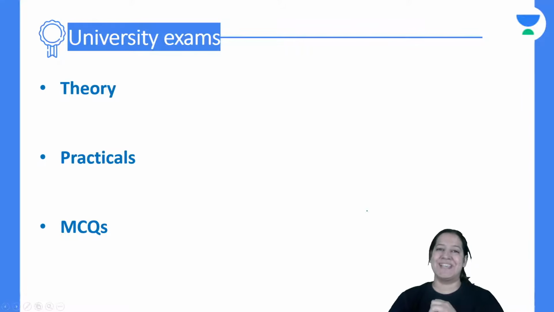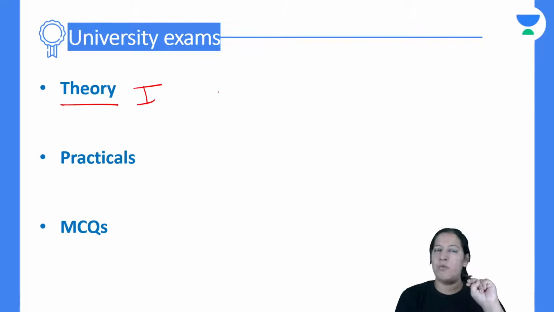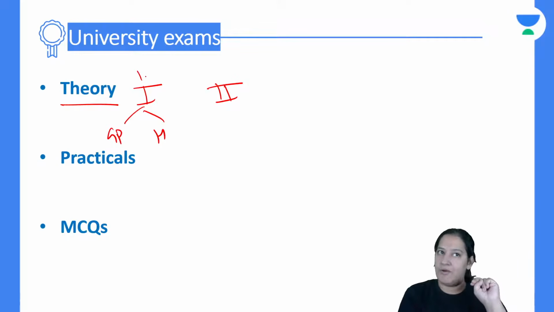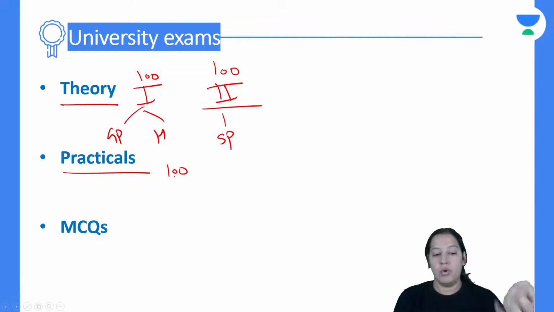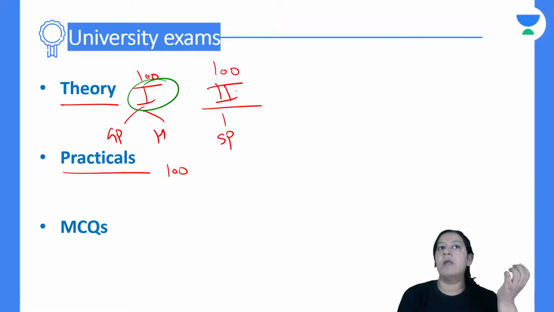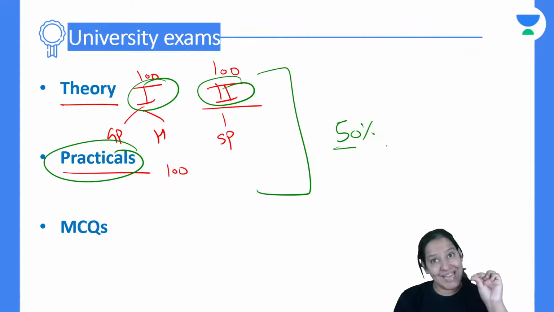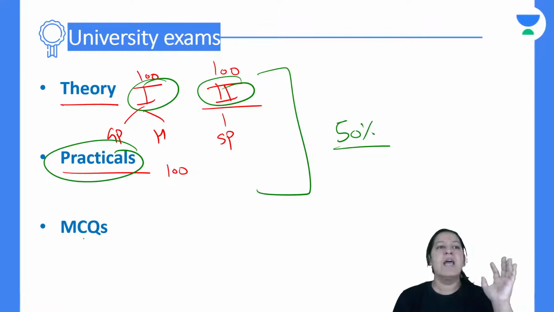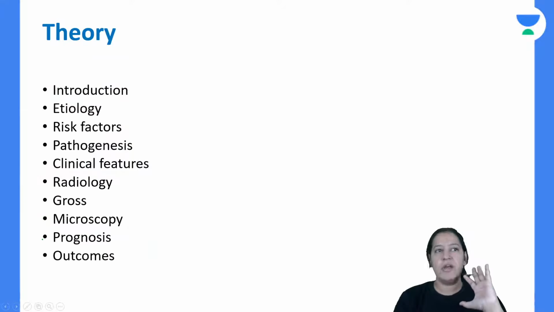Now, coming to the university exams, the last topic. In university exams, we have theory papers, theory paper 1 and theory paper 2. In theory paper 1, you get general pathology and hematology, that is a 100-mark paper. In theory paper 2, you get only systemic pathology, again a 100-mark paper. Practicals are again 100 marks. You have to pass individually in paper 1, paper 2 and practicals. It is not that you have to get a total of 50%. You have to get at least 50% in each of them separately. And in many universities, there are 10 to 15 MCQs, which are part of theory paper 1 and theory paper 2. So these are the things you have to cover for your university exams.